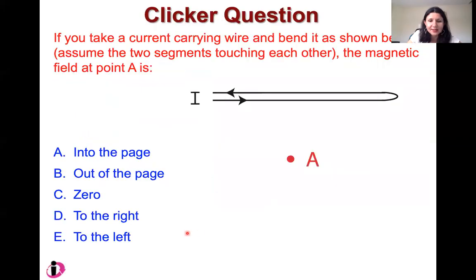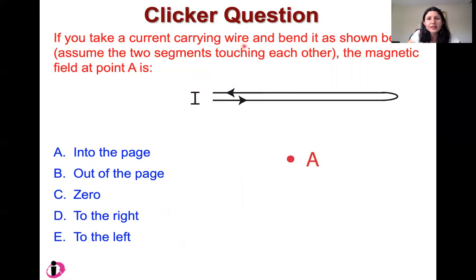Okay, so here's a question for you to think about. Basically using these ideas of the right-hand rule and magnetic field strength. All right, so let's take one wire and now let's bend it.